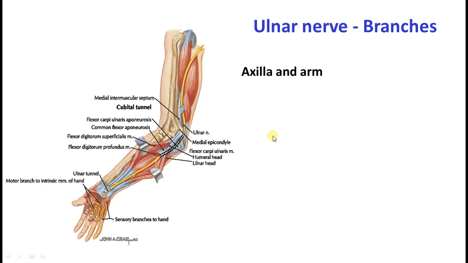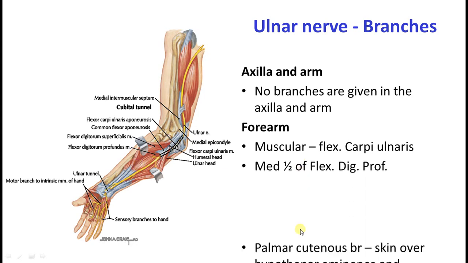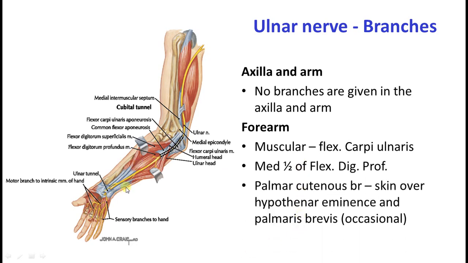So in the axilla and arm, the ulnar nerve does not give any branches. In the forearm, it gives muscular branches to the flexor carpi ulnaris and to the medial half of flexor digitorum profundus. So that is to the tendons of the little finger and half of the ring finger. Then the palmar cutaneous branch.